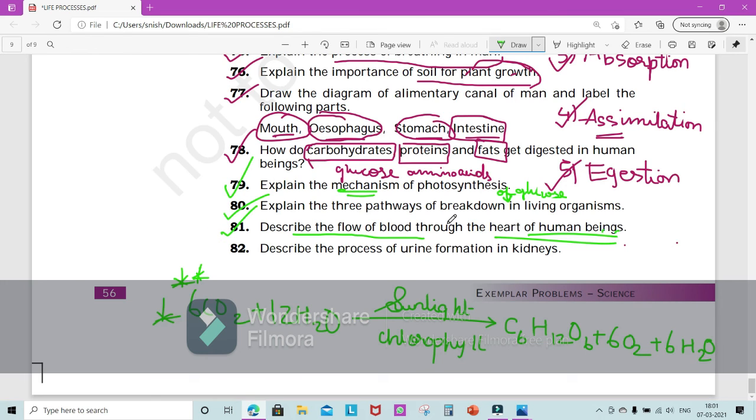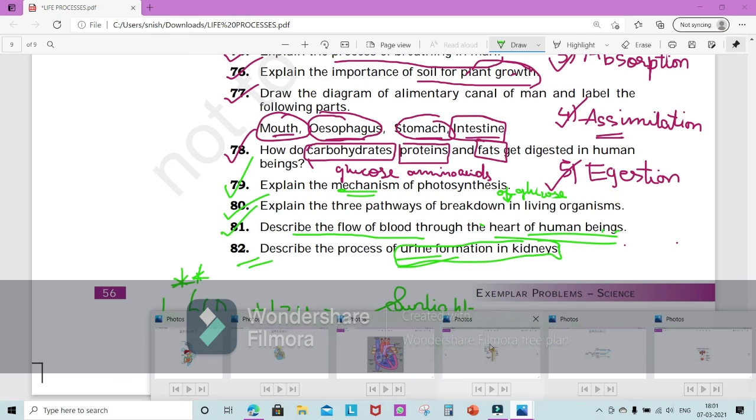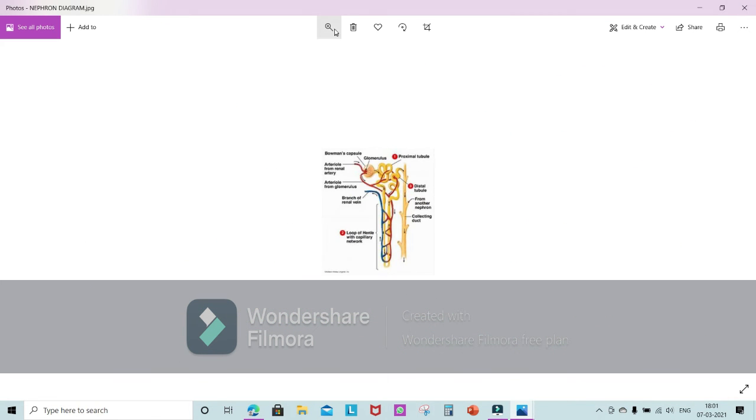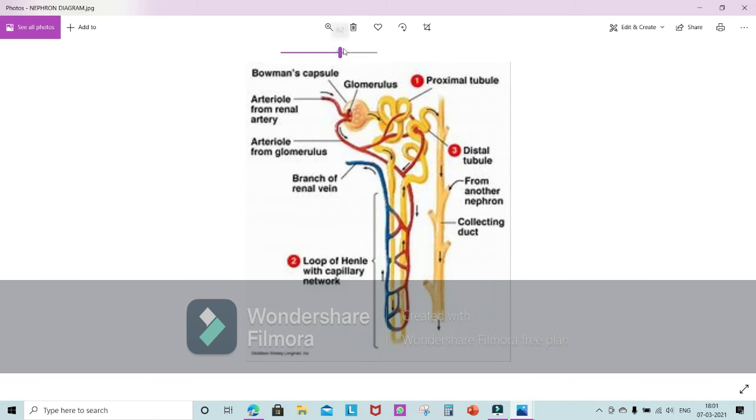Last question, and we'll be done with life processes finally. Describe the process of urine formation in the kidneys. The last part of our chapter as well, right? So let's see two pictures for that. First is the nephron. This is a very important picture. Nephrons are the structural and functional units of the kidneys, the final part of the kidneys.